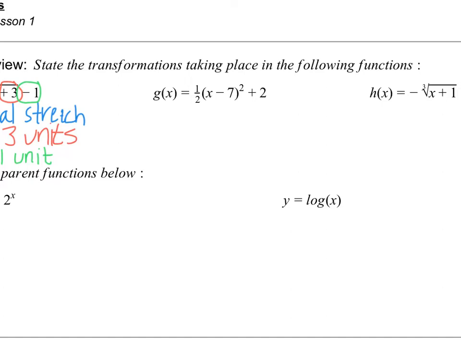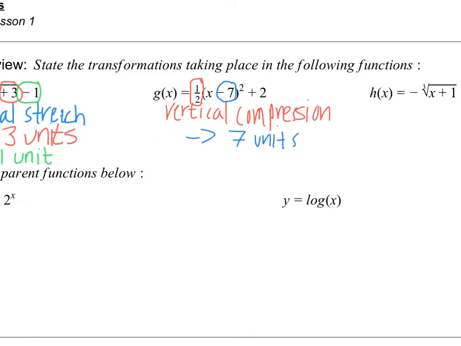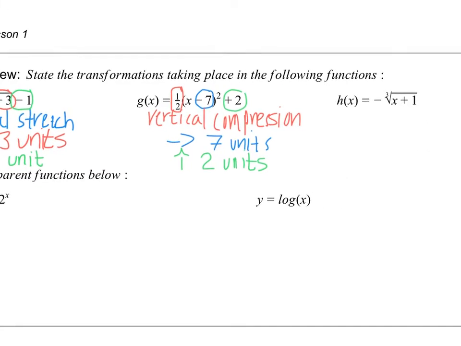Again, you just kind of go down the line here. So we have this 1/2 out here, and that's going to be a vertical compression. Then you have this minus 7 right here. That's going to be going to the right 7 units. And then what we have out here is a plus 2 on the outside. So that's going to go up 2 units. Right, nothing different there, nothing different.